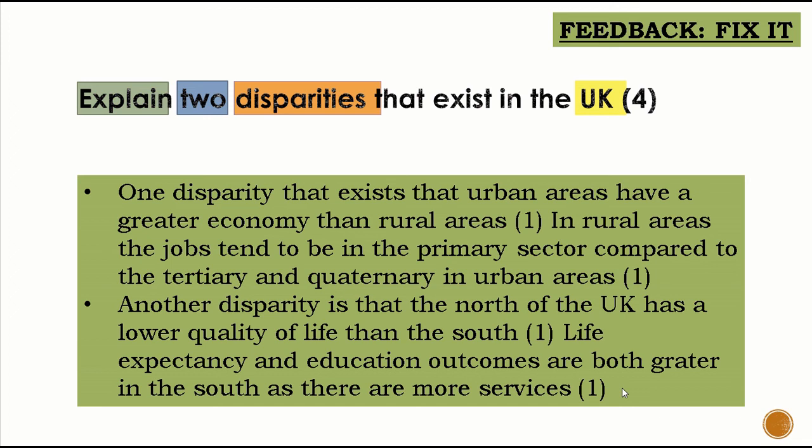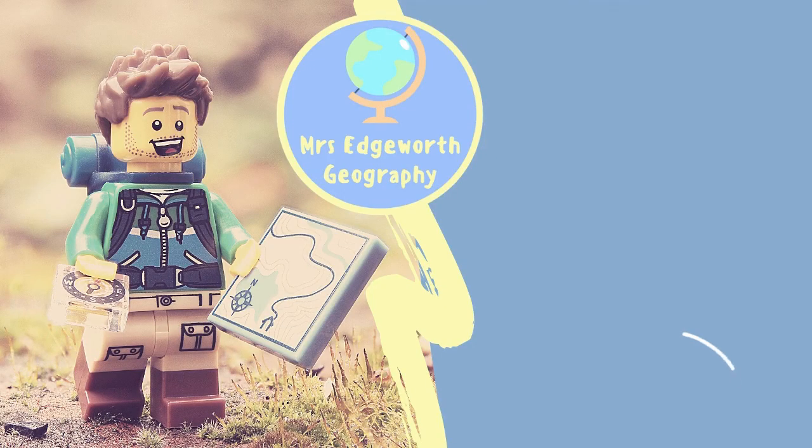So the 2nd piece of information in this answer is talking about your 2nd disparity. So another disparity is that the north of the UK has a lower quality of life than the south. So there's your 1st point. So life expectancy and education outcomes are both greater in the south as there are more services. Okay, so have a look at that for me, please. Give yourself a mark.